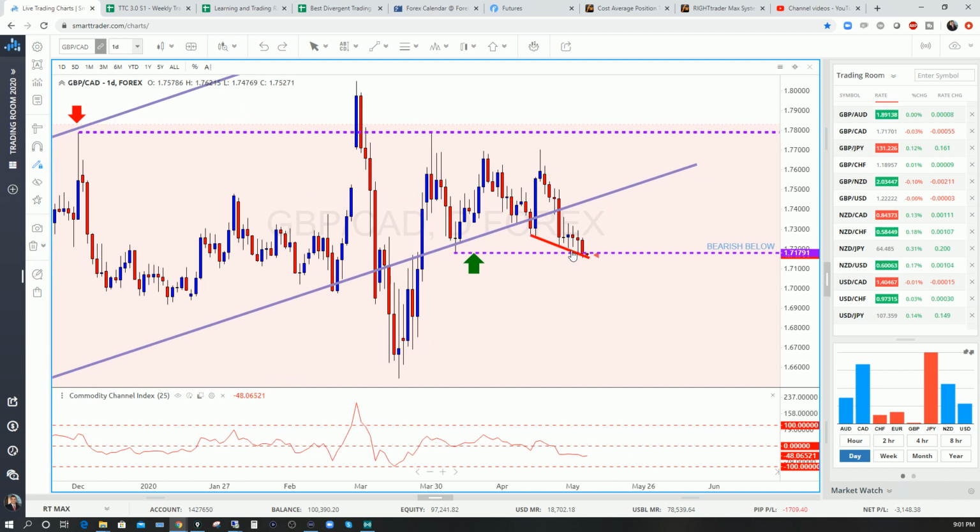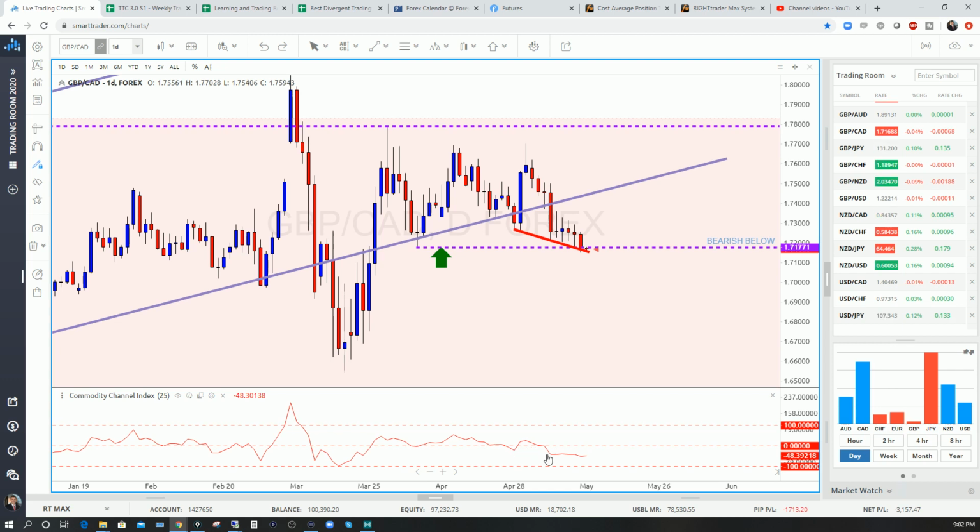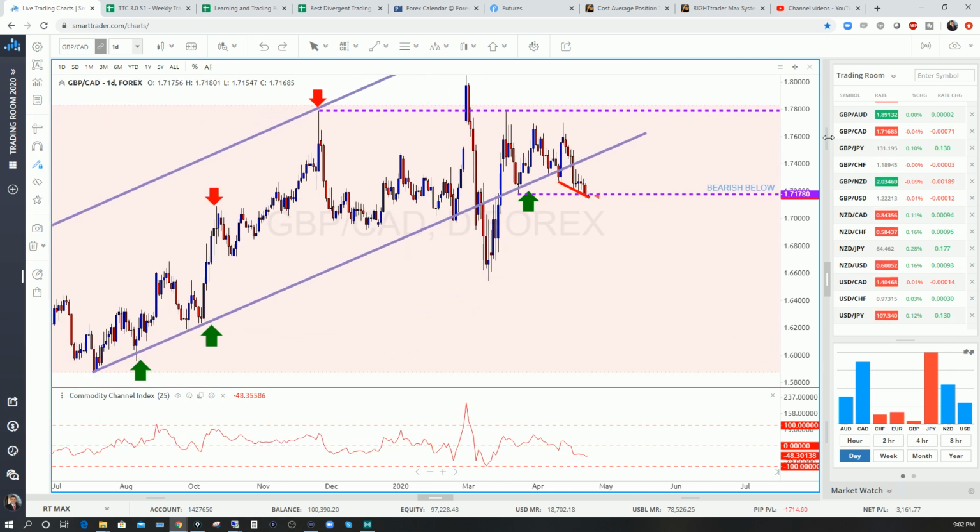Pound Canadian has found support right here. We're looking for a push to the upside. We're looking for a nice little rally to the backside of this trend line. It's looking at about 300 pips to the upside. Now, I'm not seeing any sort of divergence here on the daily. I'm just going to double check that. No divergence here on the daily.